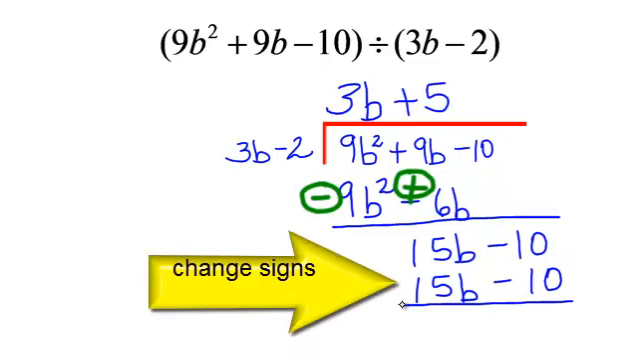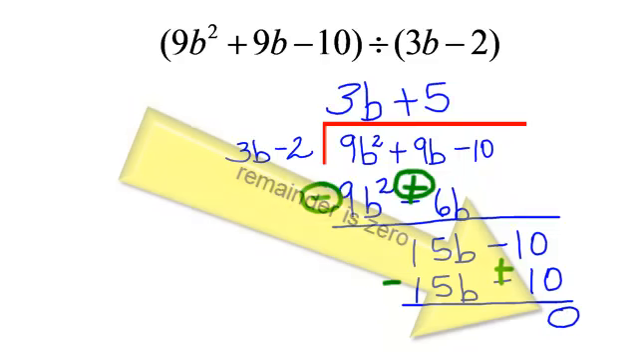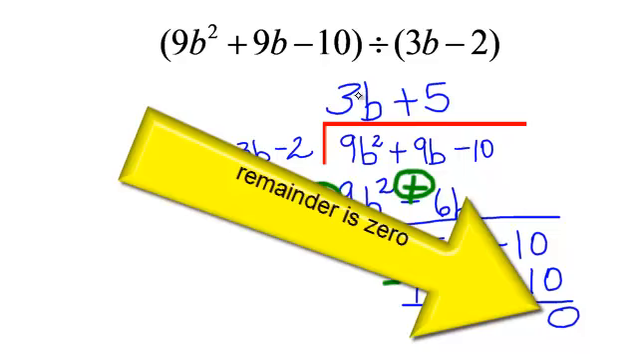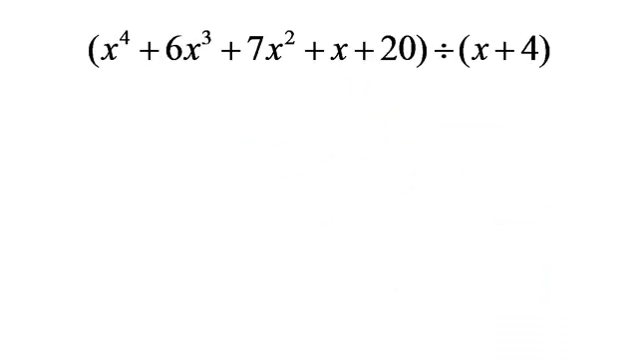Draw your line, and then we are going to subtract. In other words, I'm going to change the signs. 15b and a negative 15b is 0, and a negative 10 and a positive 10 is also 0. There is no remainder. I should have lined up this 3b. I should have put it over the 9b. So I will correct that on the next one. Let's do one more. Okay, next problem.